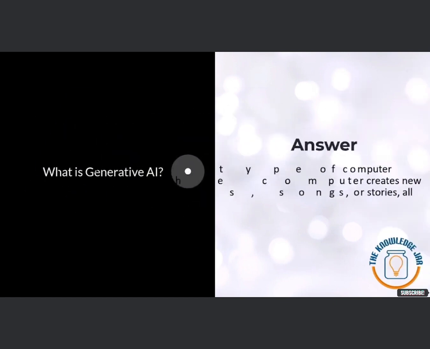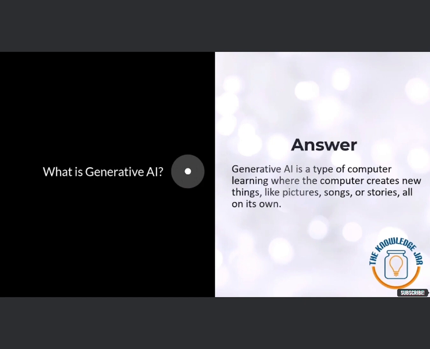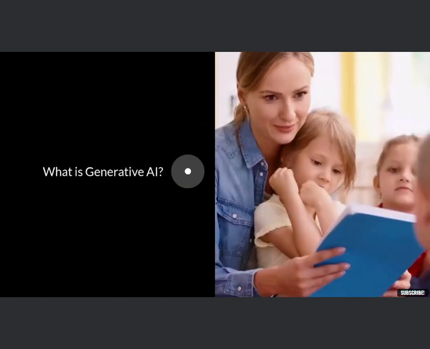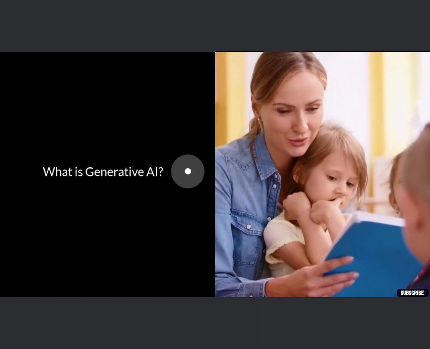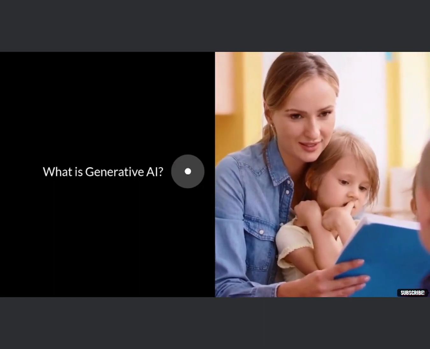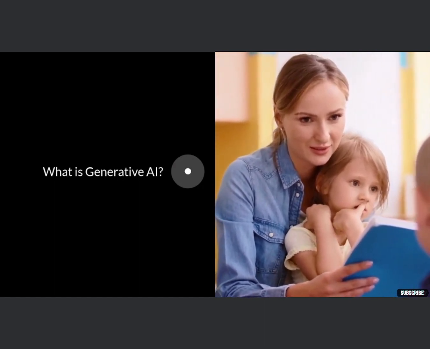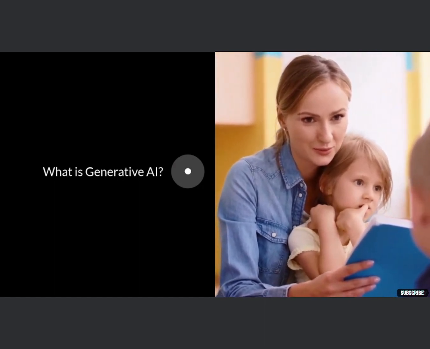Welcome back. We're now ready to talk about generative artificial intelligence. What is generative artificial intelligence, or generative AI for short? Generative AI is a type of computer learning where the computer creates new things like pictures, songs, or stories all on its own. It does this by using what it has learned from lots and lots of examples, and then using that knowledge to make something new and unique. It's kind of like playing a game of Mad Libs, but instead of a person filling in the blanks, the computer does it all by itself.